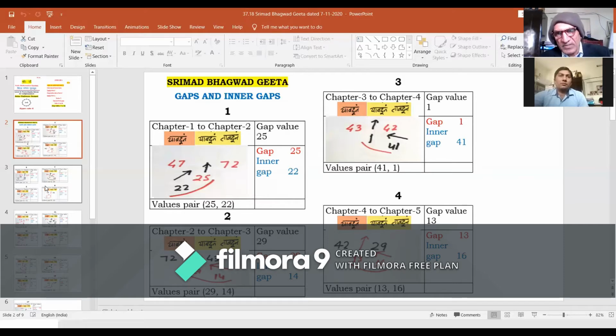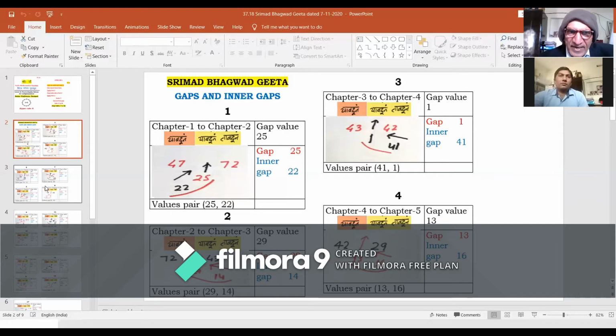One may further have a pause here and take note that while in respect of chapter 1 and chapter 2, as to their gap, inner gap values, we have reached that values pair 25 and 22, which gives us a pair of values which together as end values will take us to hypercube. Also, here we know 25 is the TC value of Vishnu, while 22 is the summation value of hypercube.